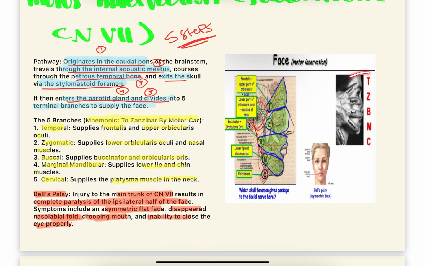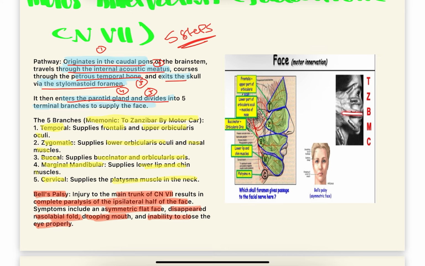Let's start with the first branch, the temporal here. So from the position of the finger, what would we expect? What will it supply? It will supply the frontalis and the upper orbicularis oculi. And then for the second branch, which is the zygomatic, it will supply, as you can see, the lower orbicularis oculi plus the nasal muscles.